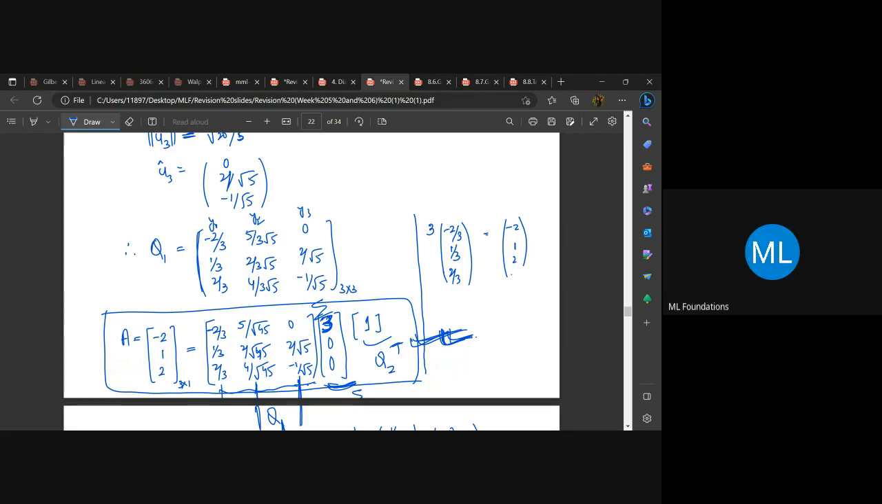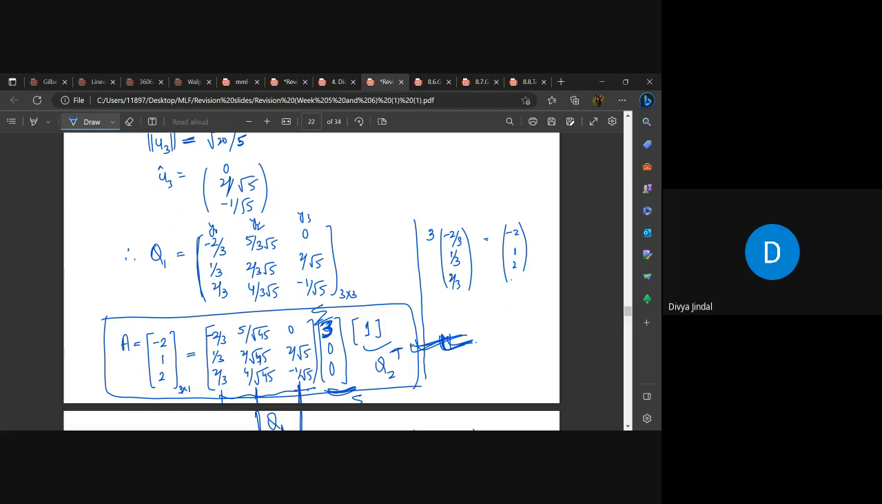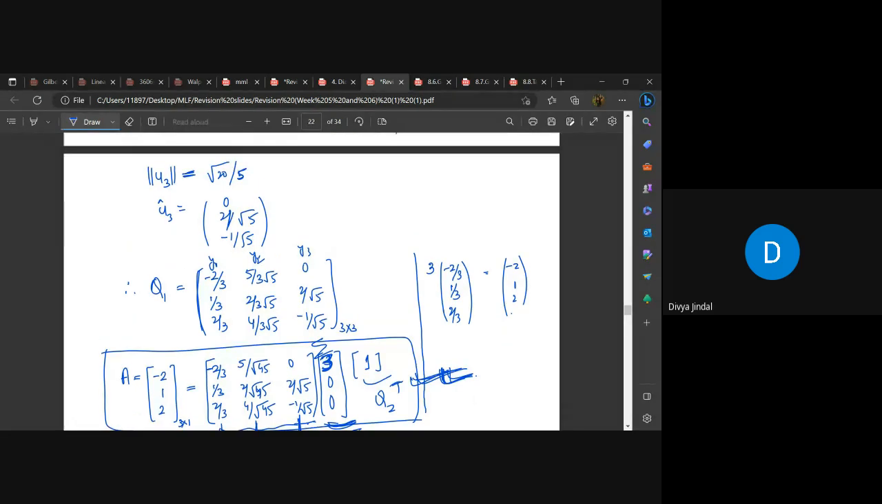Yesterday was the square case, when the matrix was a square matrix, and today we saw what happens when your matrix is a rectangular matrix. So what is the purpose achieved through this SVD when you've got this Q1, Q2, and this?